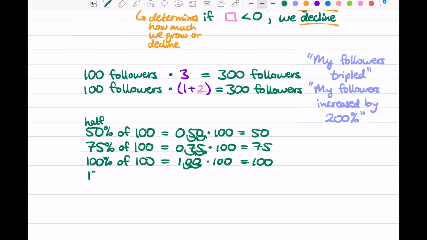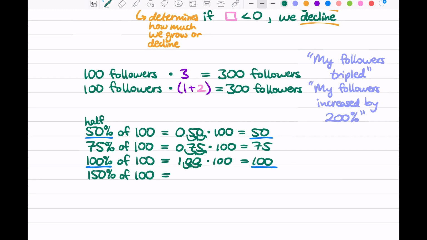Now let's say we want to find 150% of 100. So 150% is just 100% plus 50 more. So 100% is 100. 50 more would give us 50. So 150% is 150. And if we show our work, 150% we would write as 1.5, and multiplying that by 100 gives us 150.